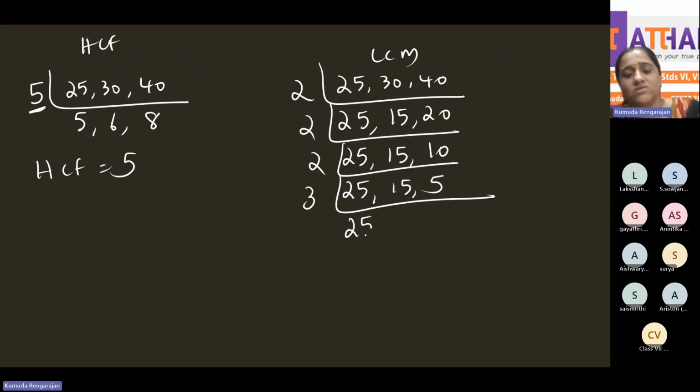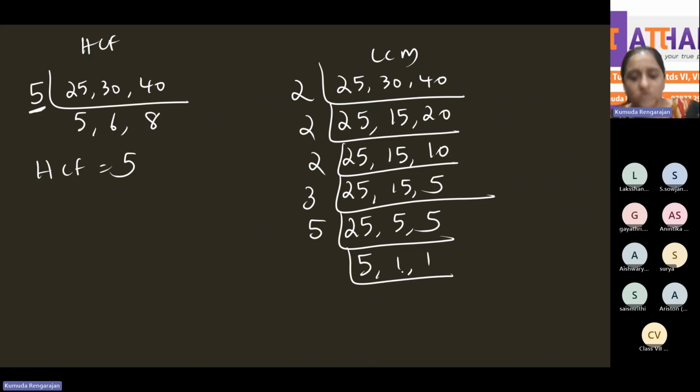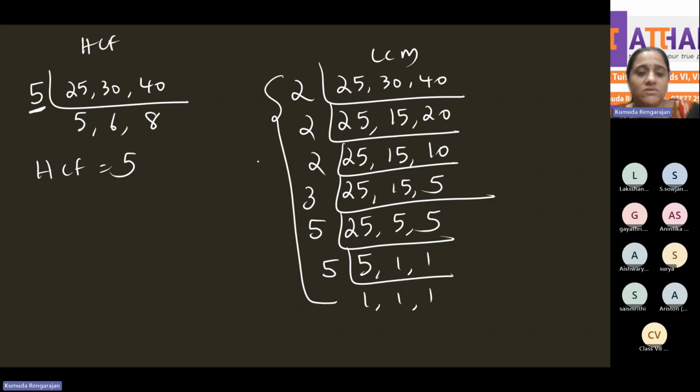3, 25 as it is, 3 5s are 15, 5 as it is. Now you can't use 3 because none of them are divisible by 3. So 5. So 5 5s are 25, 5 1s are 5, 5 1s are 5. You should get 1, 1, 1. You divide completely. The product of these numbers is the LCM, and that was 600.